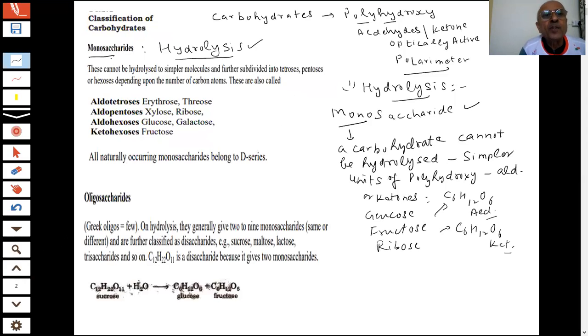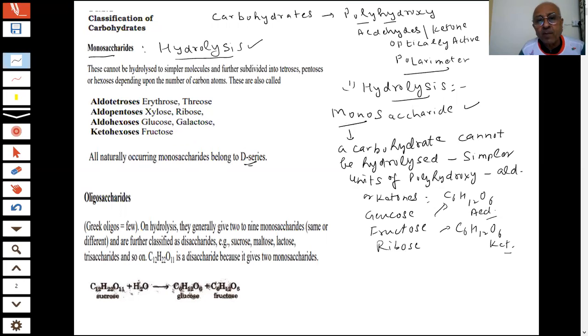Therefore, glucose is a monosaccharide, fructose is a monosaccharide, ribose is a monosaccharide. They cannot be hydrolyzed into simpler monosaccharide molecules. It is not possible to hydrolyze them, so they do not undergo hydrolysis. And you have aldotetroses, aldopentoses, and aldohexoses containing glucose, galactose, and ketohexoses, fructose. They are all examples of monosaccharides, and all naturally occurring monosaccharides belong to the D series.